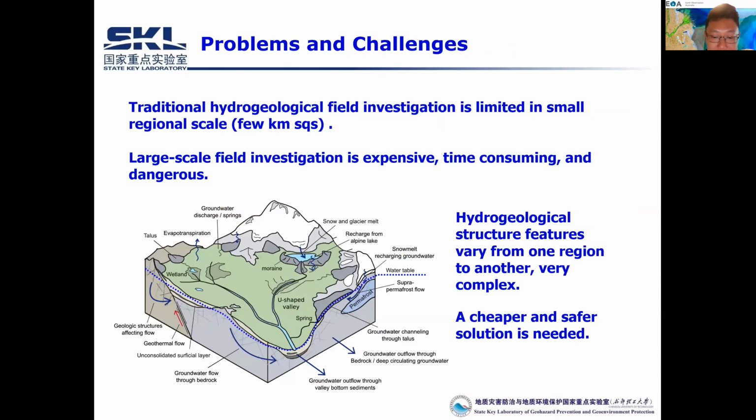And this is actually very useful to understand hydrogeologic structure features. But the problem is we can't do this at a very large scale because it's very expensive, time consuming, and somehow dangerous. Another problem is that hydrogeologic structure features usually vary from one region to another. If you look at this picture at a large scale, it becomes too complex to analyze. So we really need a cheaper and safer solution to understand hydrogeologic structure features at large scale. We need to find a new solution to replace the traditional hydrogeologic field investigation.